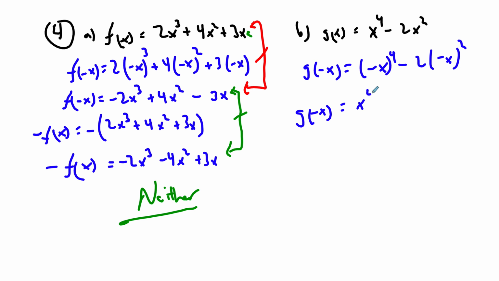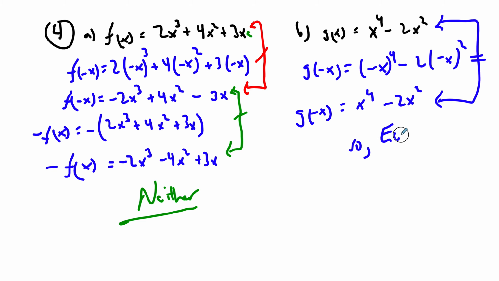Raising to the fourth power, always positive. Raising to the second power, always positive. What does this mean? These are equal, so this is even. We've algebraically shown that it's actually that case.